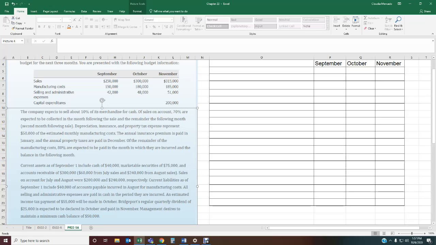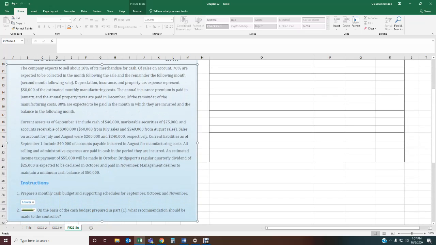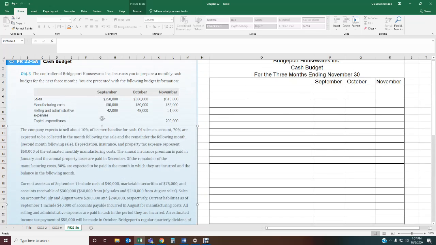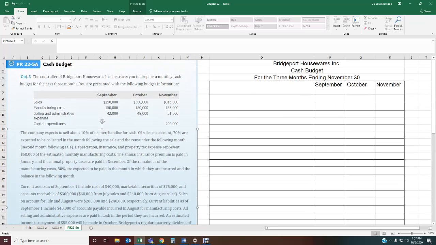Bridgeport's regular quarterly dividends of $25,000 is expected to be declared in October and paid in November, also impacting the months that we are doing our cash budget for. Management desires to maintain a minimum cash balance of $50,000. Instructions: prepare a monthly cash budget and supporting schedules for September, October, and November.